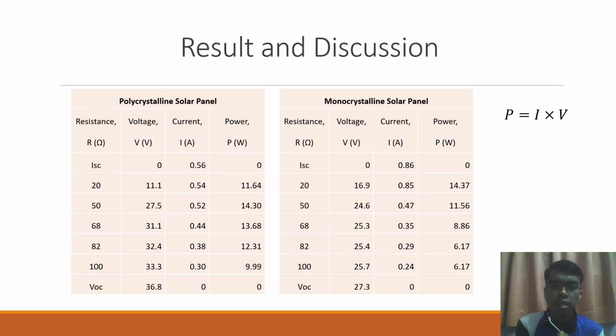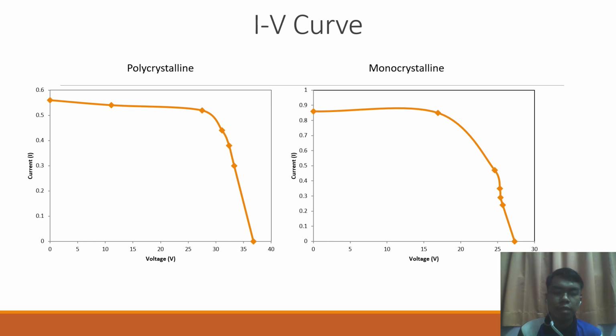When we obtain the values of the voltage and current, we can calculate the power produced by both solar panels using the equation P equals IV. This is the IV curve for both solar panels. We can see that the polycrystalline produces higher voltage, while the monocrystalline produces higher current.